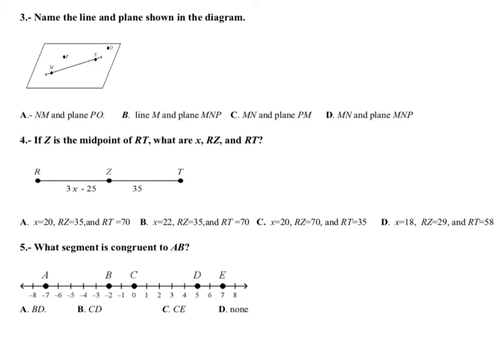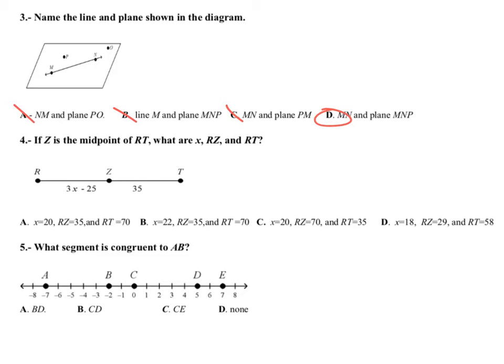Okay. Let's see. It says name the line and the plane shown. So first of all, the line we can call MN or NM. We can't just call it line M, so we can eliminate this one right here. And of course, we can't name a plane with just 2 letters. We have to name a plane with 3 letters. And so we know that it can't be that one for the plane and that one for the plane. So we've got MN for the line and M and P, 3 non-collinear points, making that plane.